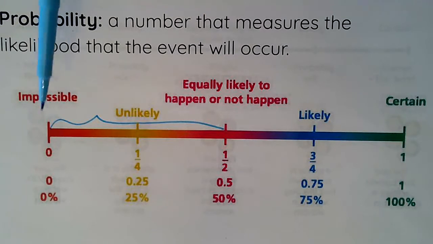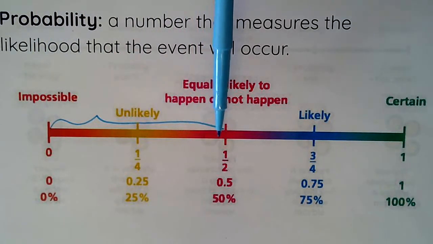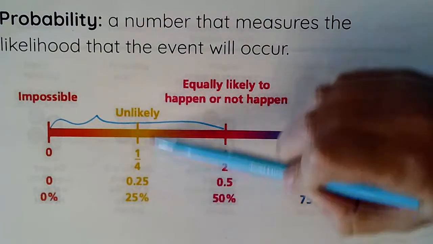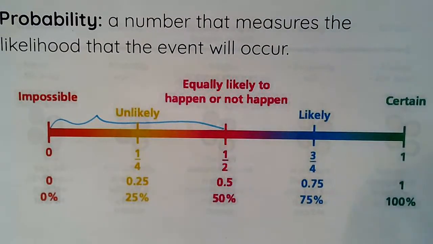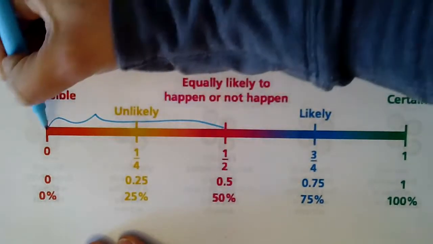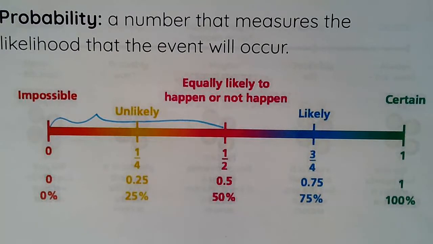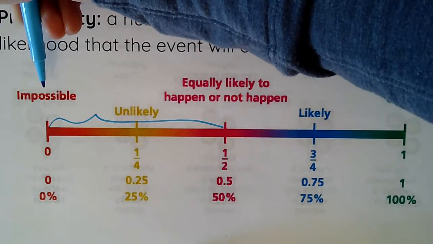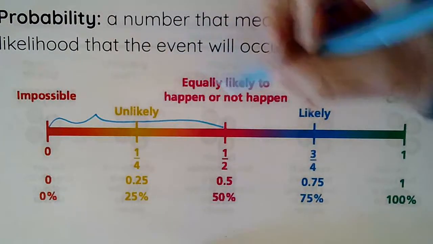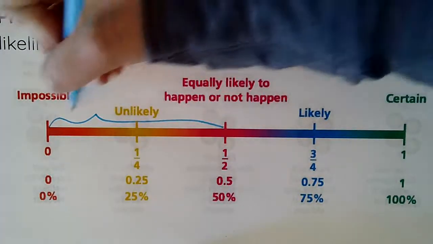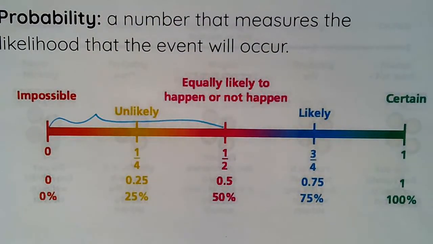Down here, in between that 0 and that 50%, we've got unlikely. As a marker, we've got that 25%, 1/4. But everything over here is considered unlikely. And the reason for that is it's not impossible, right? There is a chance that it could happen, but it's not an equal chance. Okay, so everything in here is unlikely with that marker as 25%.